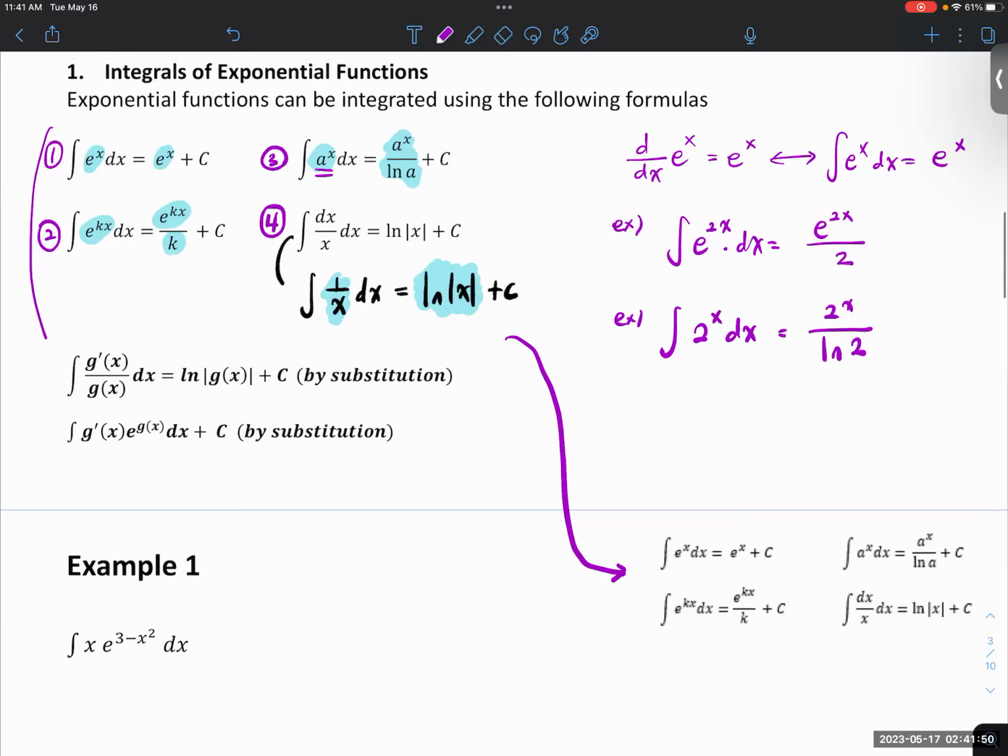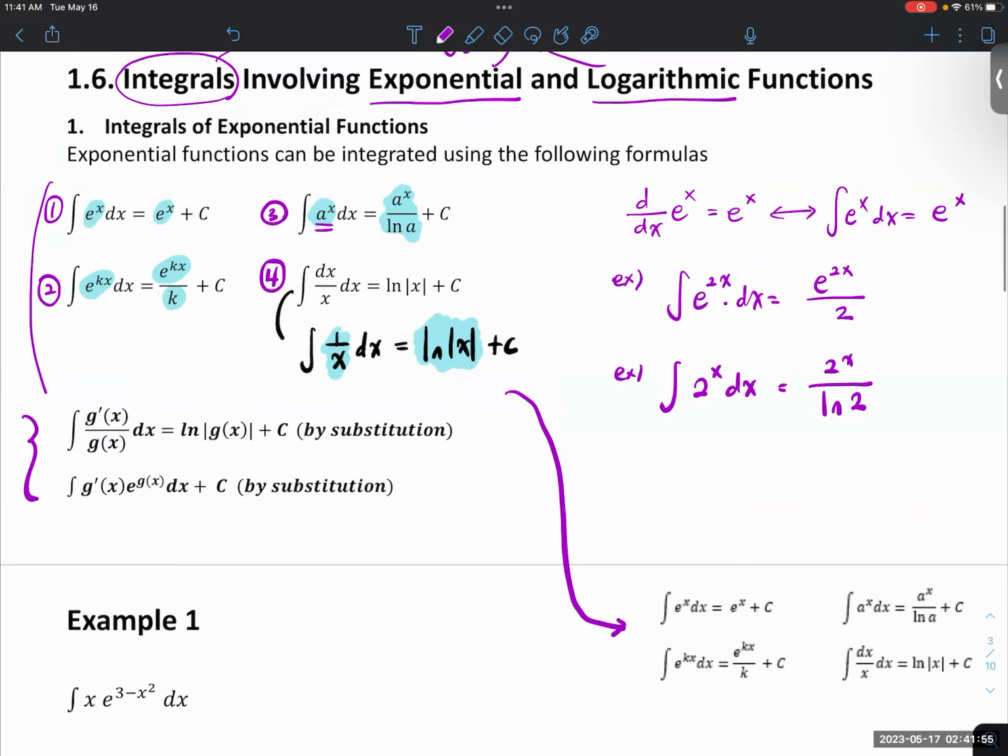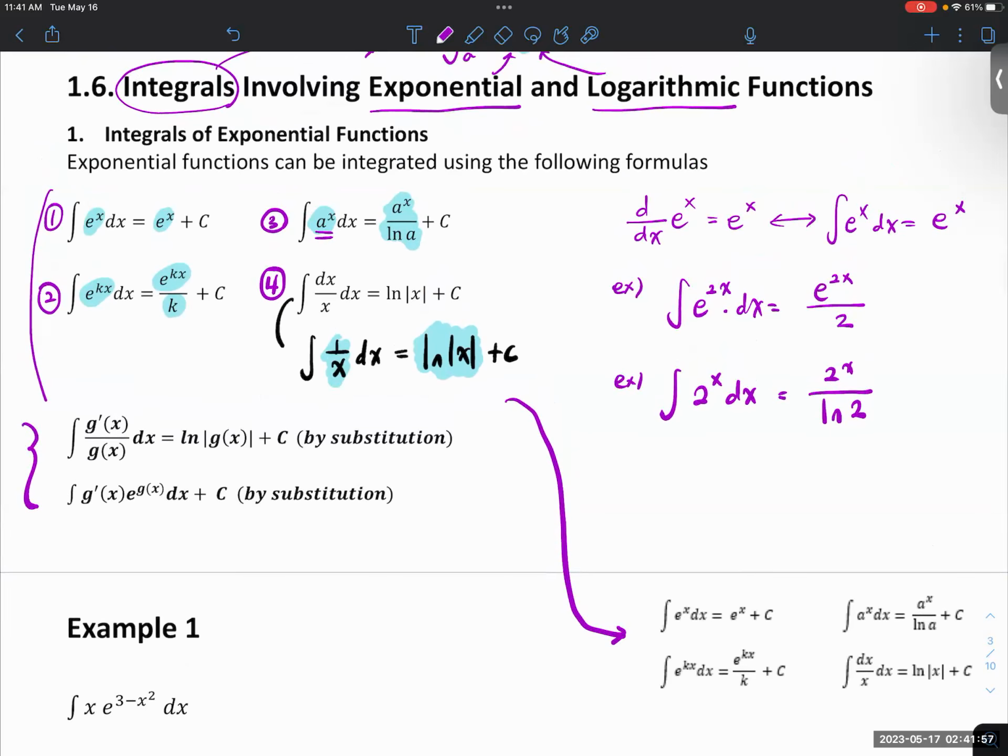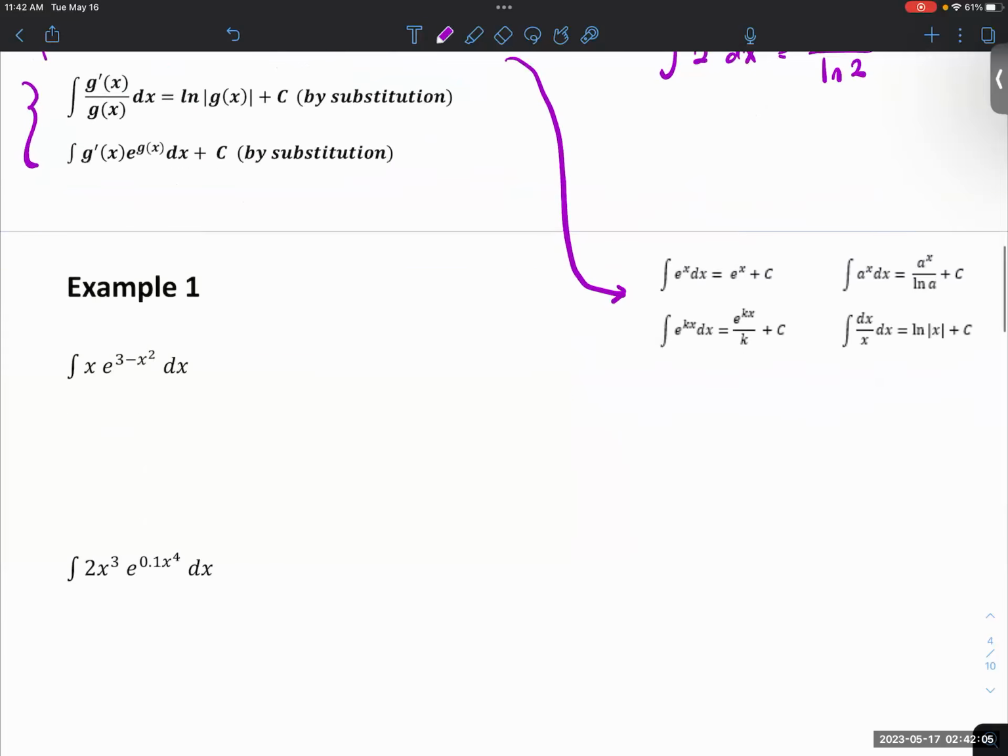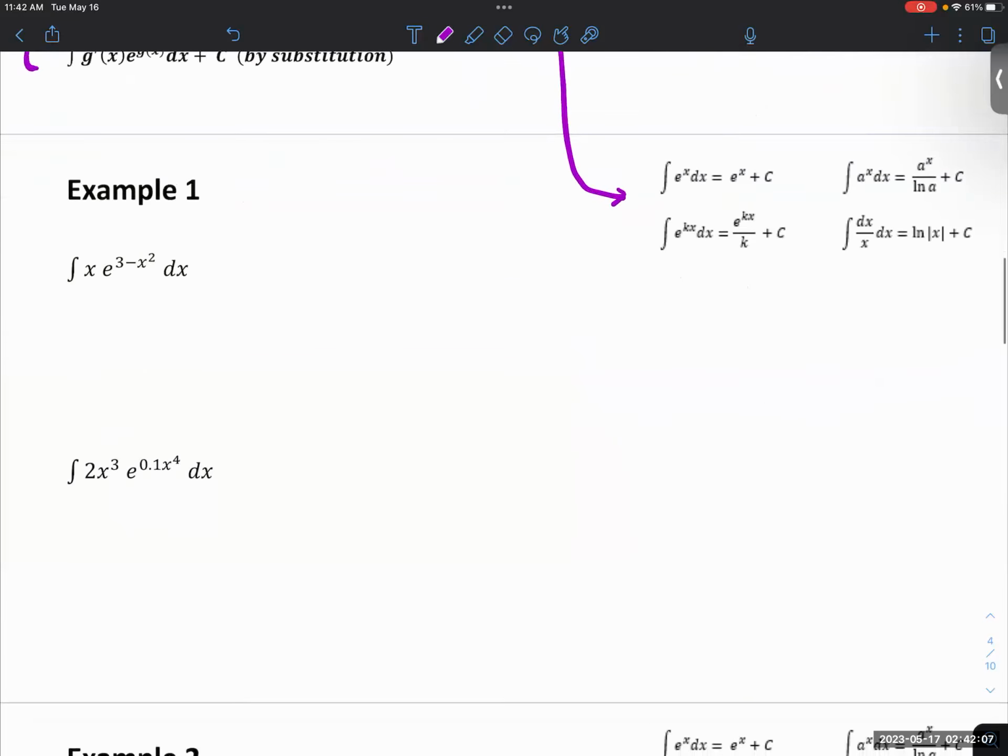Sometimes we have to use substitution rules. So I will show you an example so that you can understand how to take the integral when you're dealing with the exponential function, okay? Just make sure those 4 properties are exactly right there. So let's take a look at example 1.